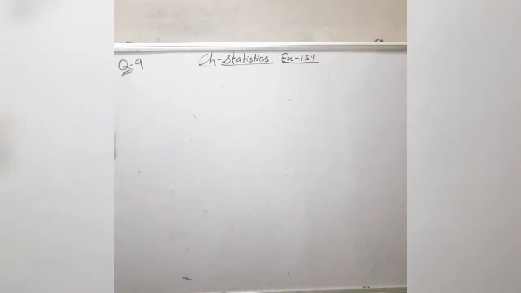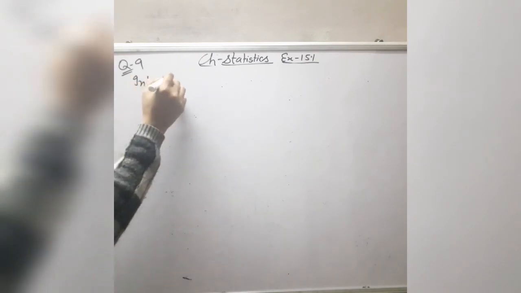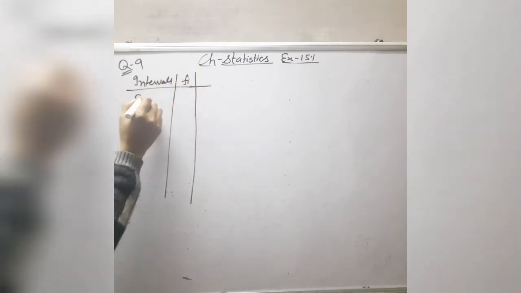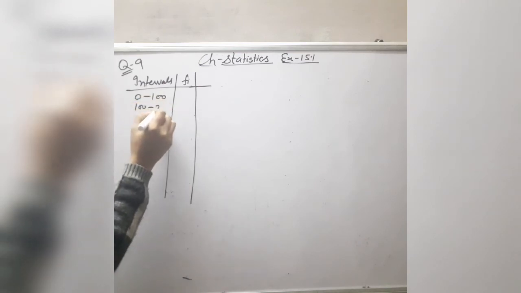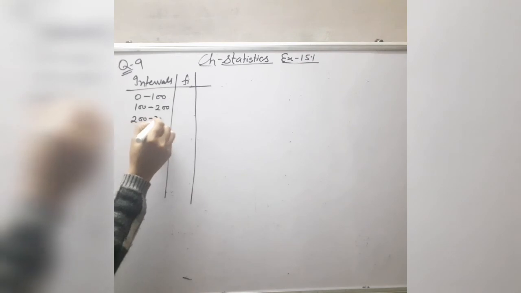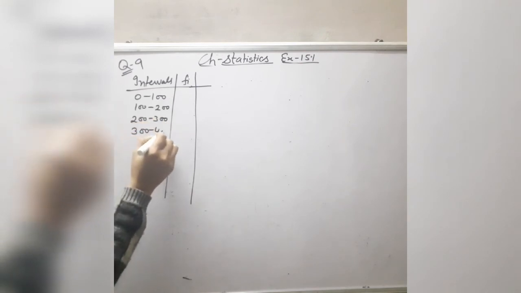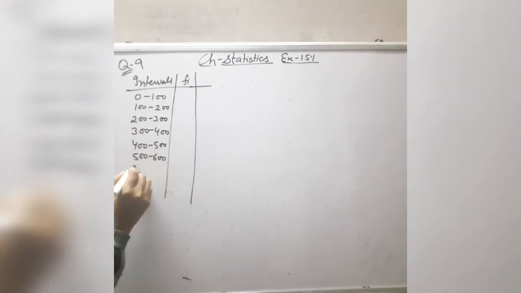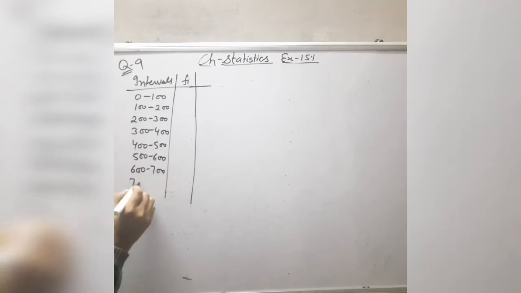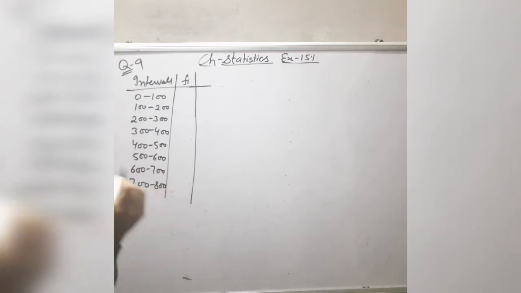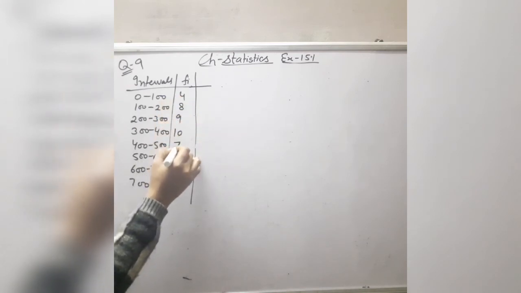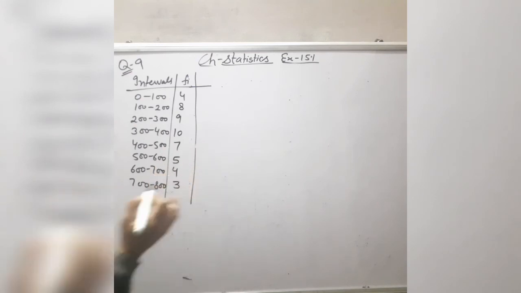I am explaining question number 9. The remaining you will try yourself. Now intervals and fi, these two things are given to you in question number 9. The first interval is 0 to 100, then 100 to 200, 200 to 300, 300 to 400, then 400 to 500. In this way all intervals of equal length are given to you up to 800. Frequency is 4, 8, 9, 10, 7, 5, 4 and 3.